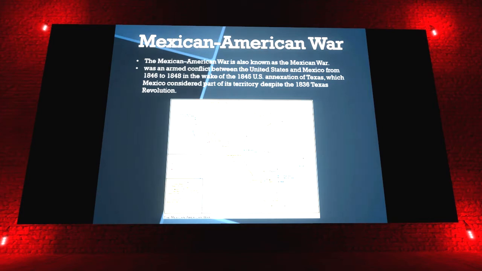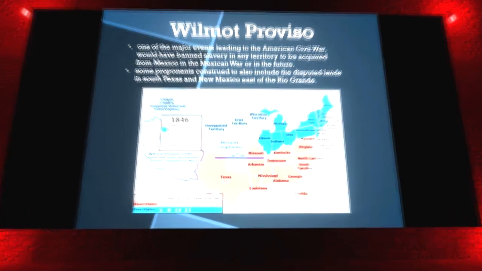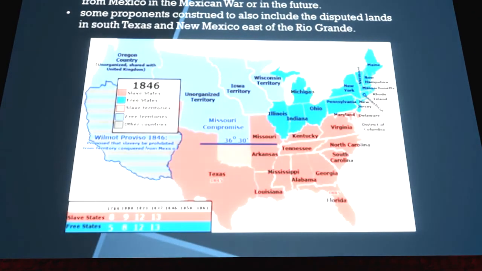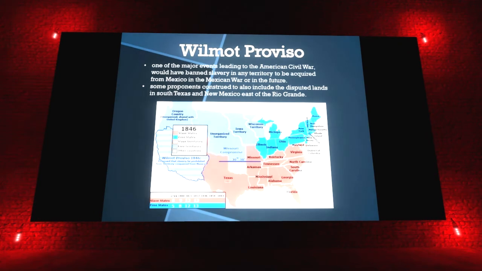The Wilmot Proviso was a proposed bill that would have banned slavery in all territories acquired through the Mexican-American War. Now, this created a public outcry from the South because they feared that if this bill had been passed, the slave states would have been outnumbered by the free states. It would have made the slave states feel as if they had less power in the government than the non-slave states.